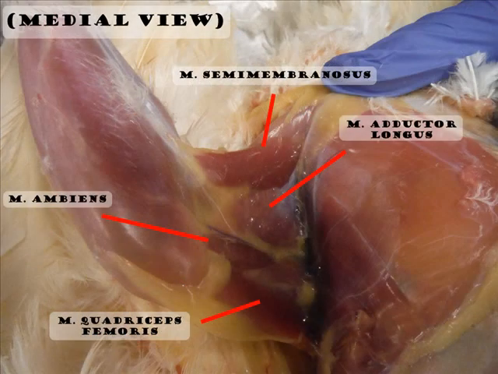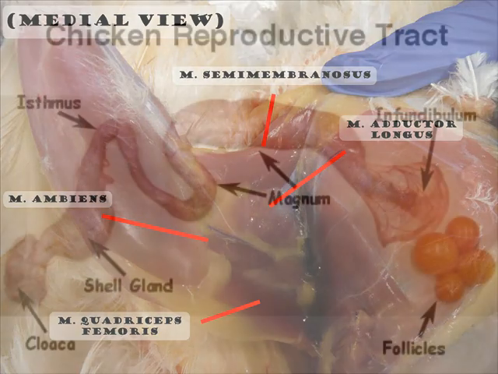The semimembranosus muscle extends the thigh and flexes the knee. The adductor longus muscle adducts and extends the thigh. The ambiens muscle originates on the ilium and pubis and inserts on the proximal tibiotarsus. The quadriceps femoris muscle contracts to extend the thigh.